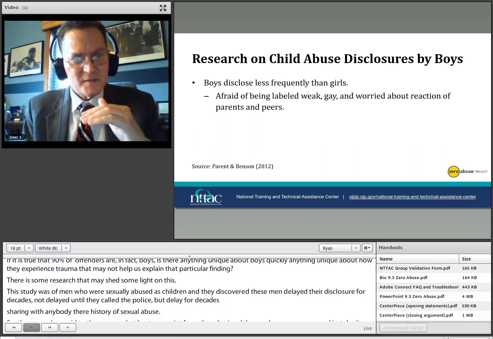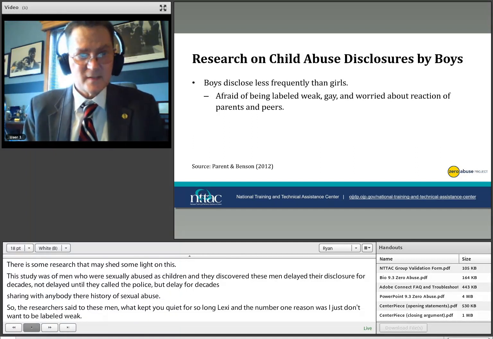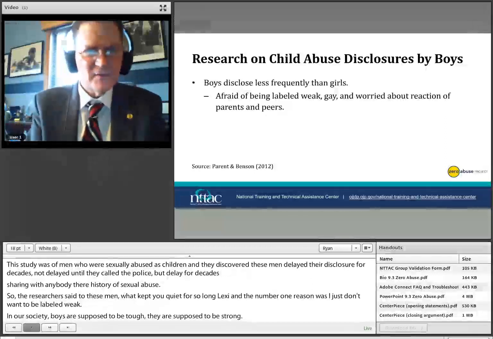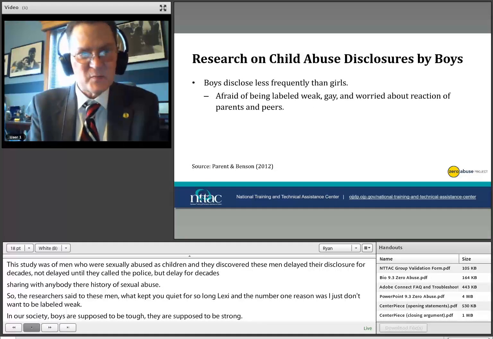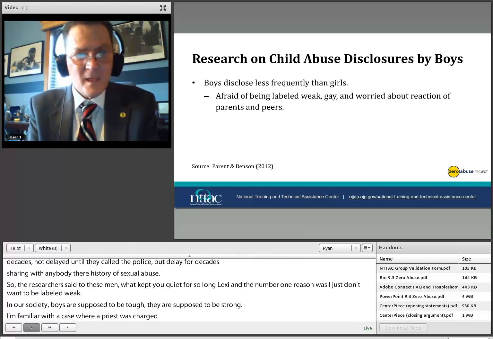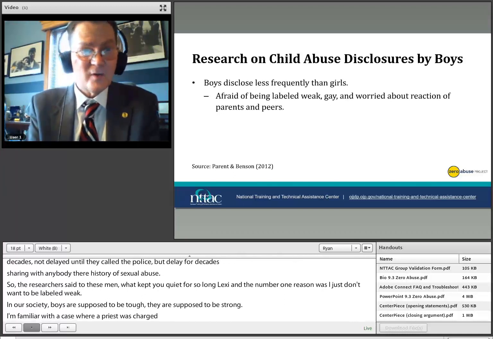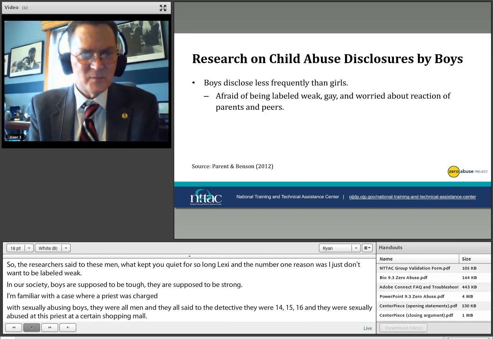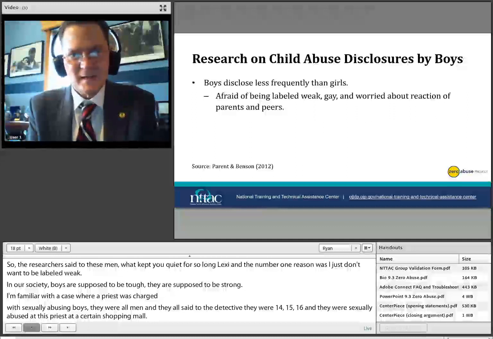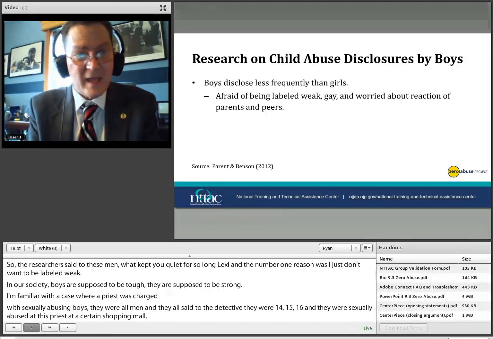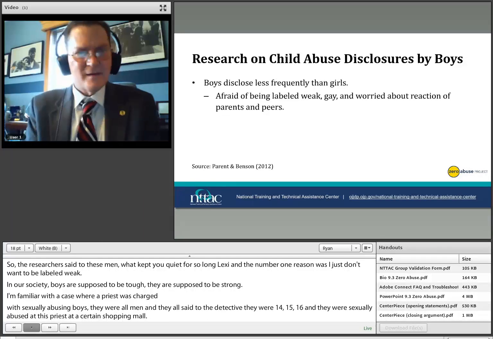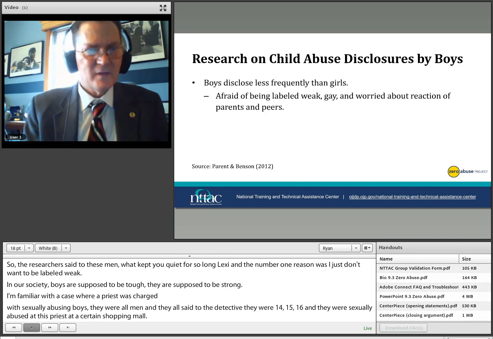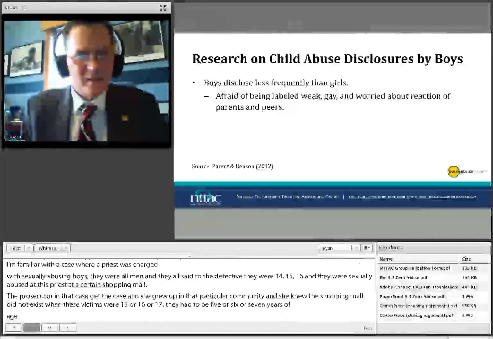I'm familiar with a case where a priest was charged with sexually abusing a number of boys. They were all men when the victims came forward. And they all said to the detective they were 14, 15, 16 when they were sexually abused by this priest at a certain shopping mall. Well, the prosecutor in that case gets the case, and she grew up in that particular community, and she knew the shopping mall did not exist when these victims were 15 or 16 or 17. They had to be 5 or 6 or 7 years of age. And so she shares that with the detective, and he says, you're right, I can't believe that I missed that.